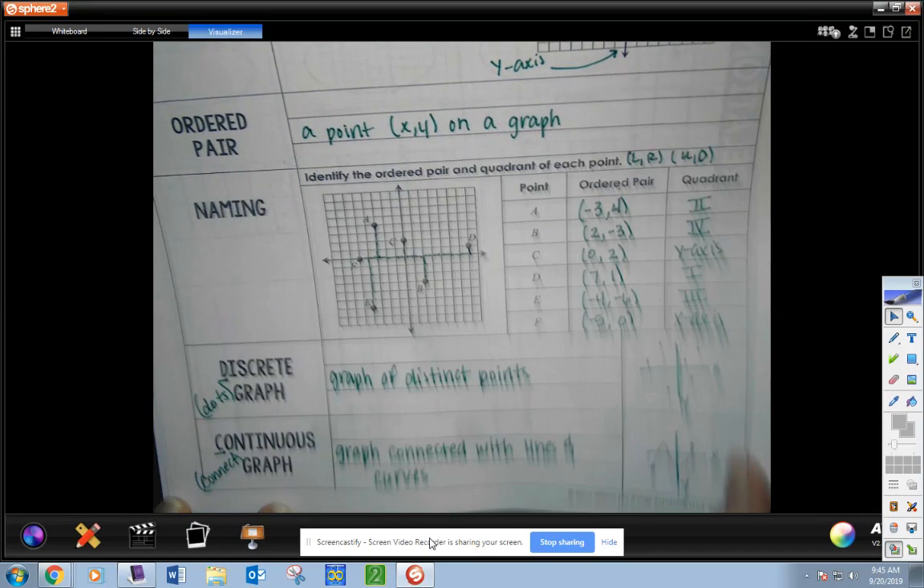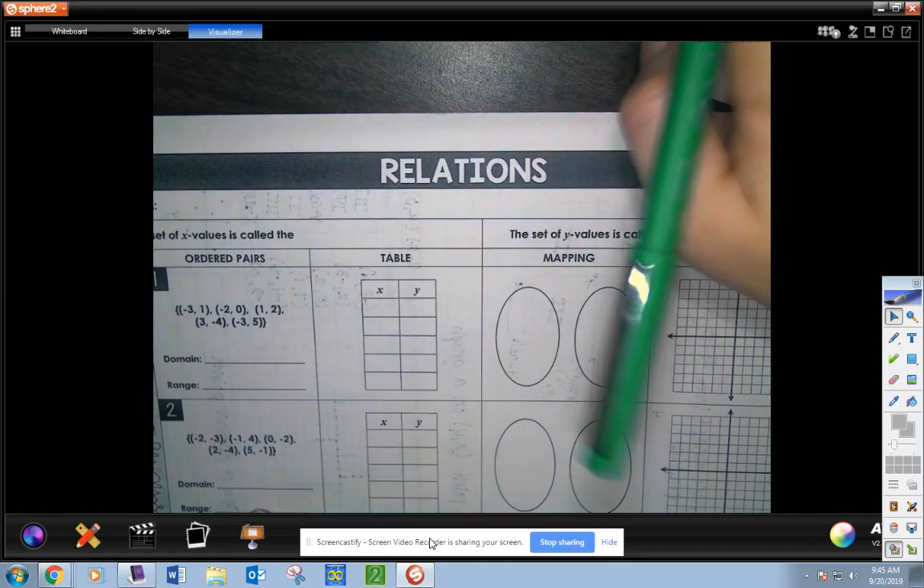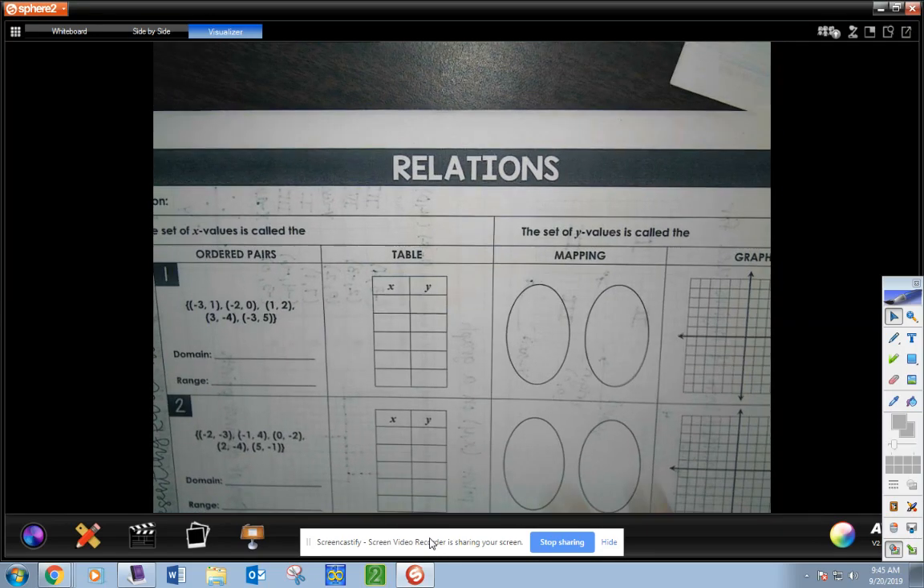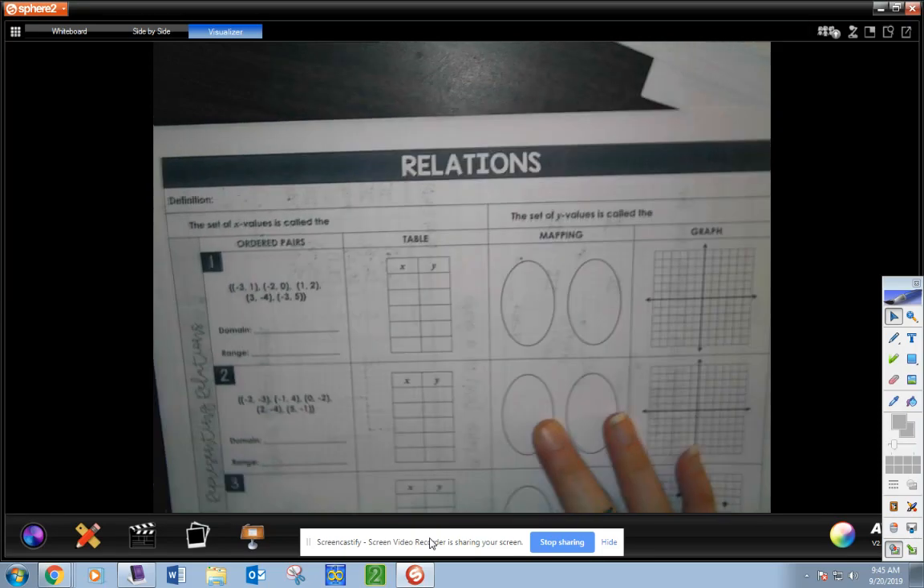Now flipping to the back page, so finishing up the notes on the back, we're going to talk about relations. I need to zoom out just a little bit. That's as far as I can zoom out. So let me lift this up just a little bit. There we go.